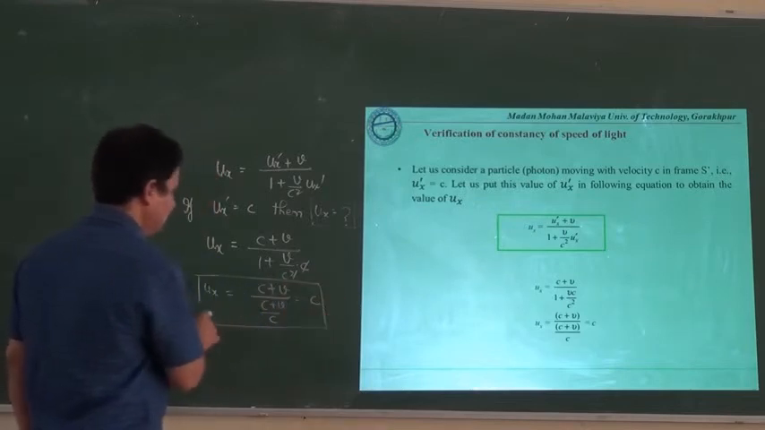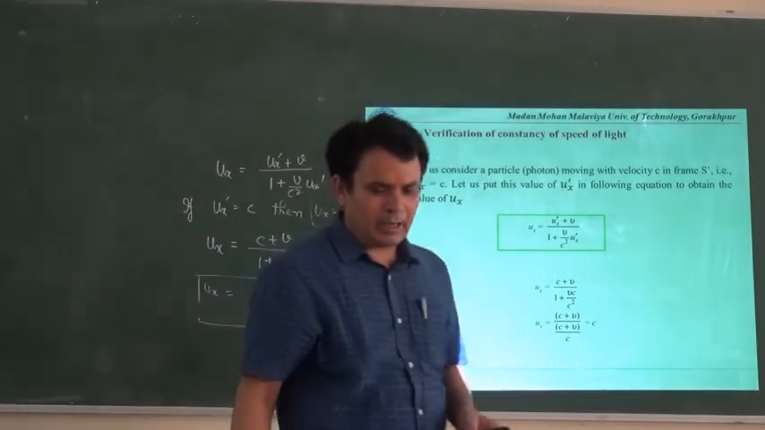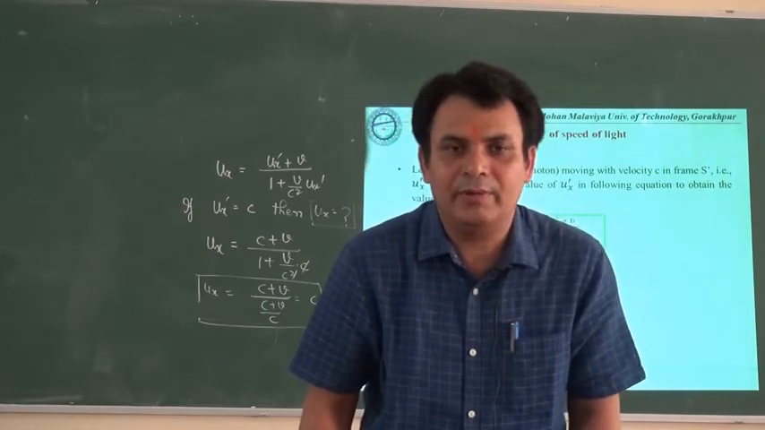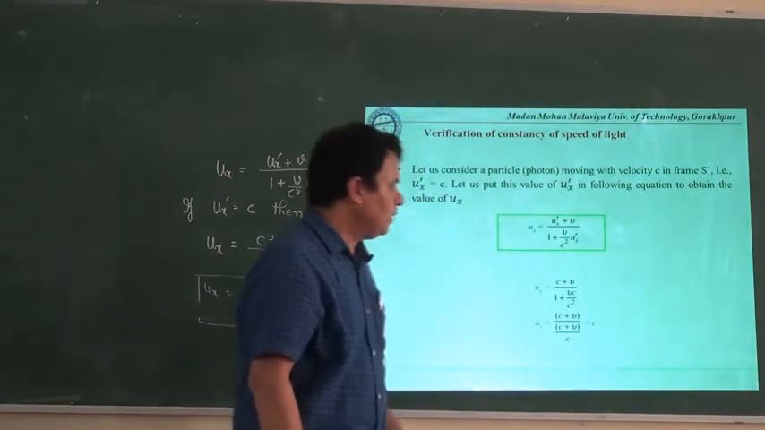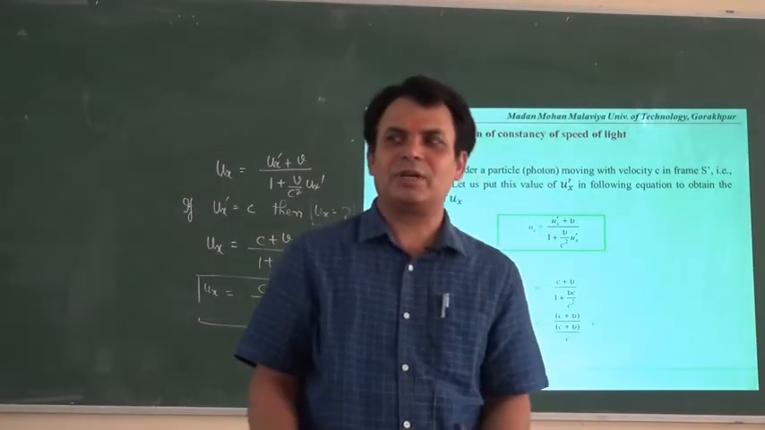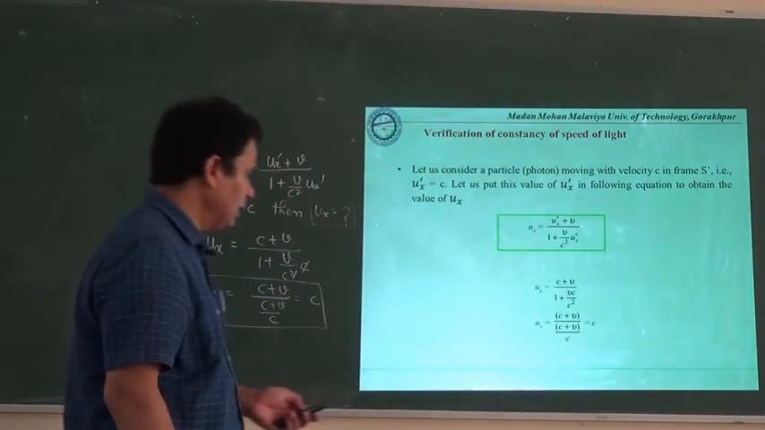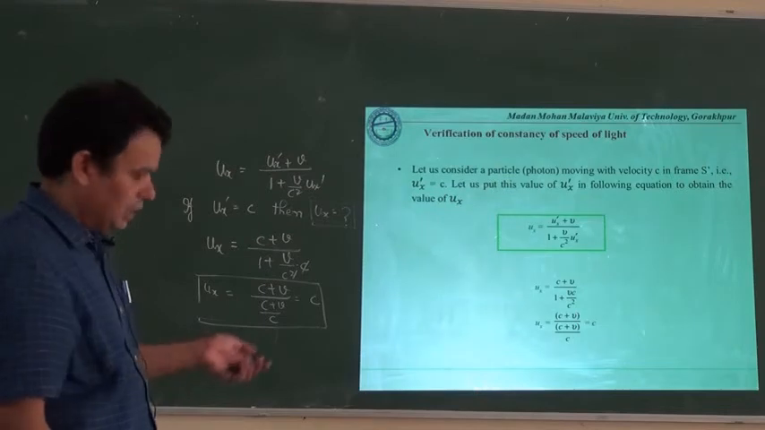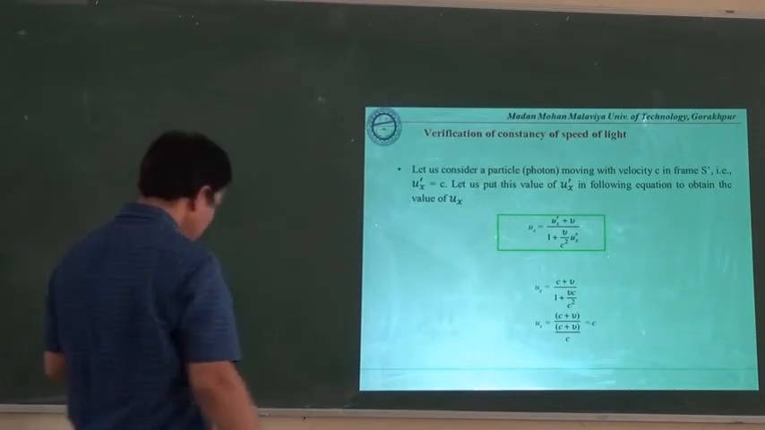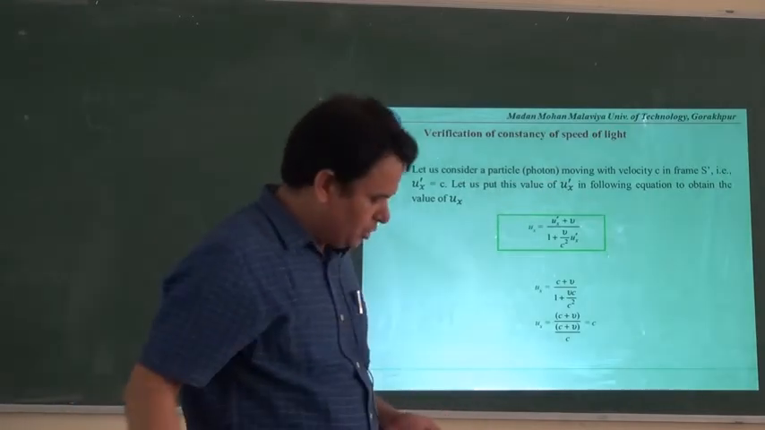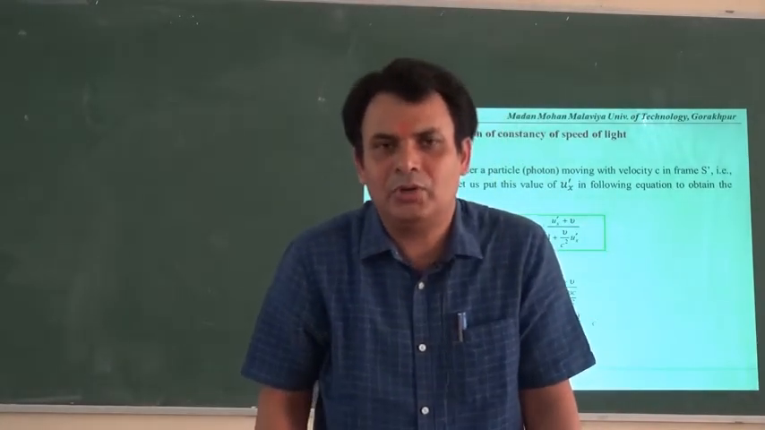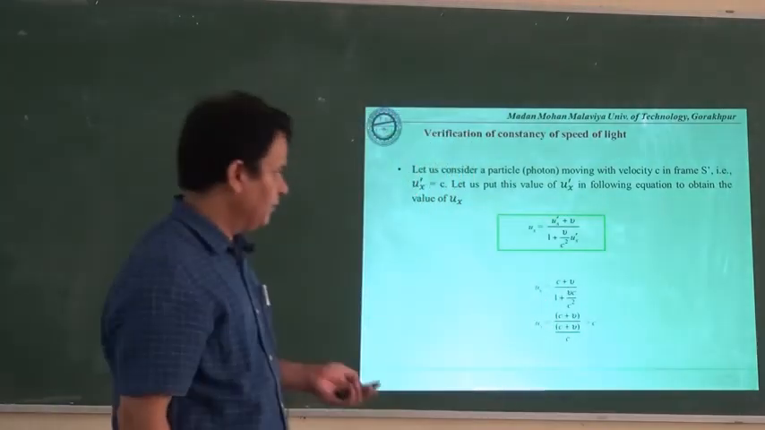What has been observed? That is very much clear from this expression also. If we are taking the velocity of a particle in the moving frame of reference as c, then it will be c in the other frame of reference also. There will be no effect of the transformation on the velocity component, as we have discussed in the velocity addition theorem. This expression reveals the fact that the constancy of the speed of light, that is the second postulate of the special theory of relativity, has been verified here.